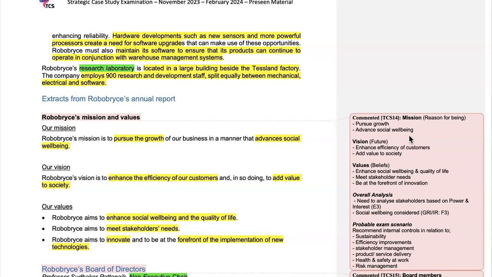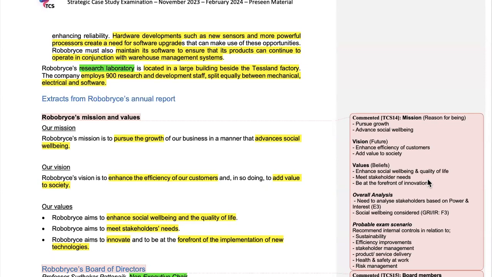Then looking at the values of the company, this gives us an indication about what's thought to be right and wrong, or gives us an indication about the culture of the organization. So again, social well-being comes into the picture. The company believes in enhancing social well-being and improving the quality of life.